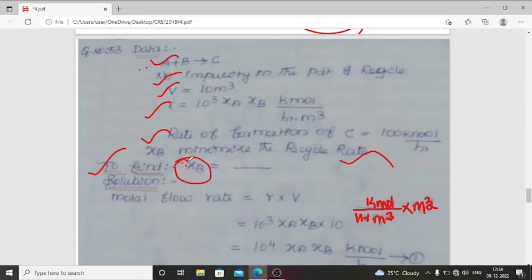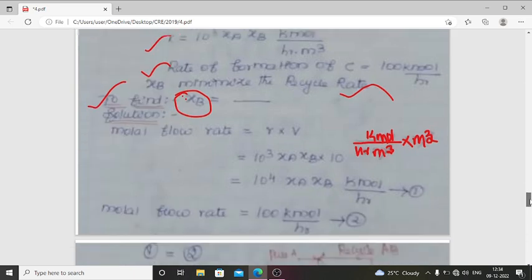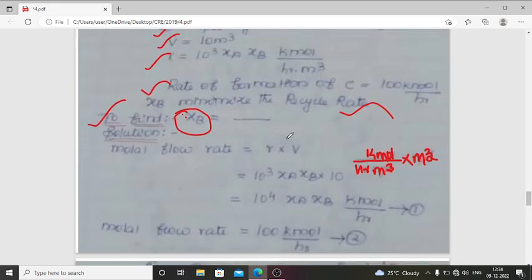This minimizes the recycle rate. Molar flow rate is equal to rate of reaction into volume. Here we want kilomole per hour, but the rate of reaction is in kilomole per hour meter cube, so multiply with volume in meter cube. Meter cubes are cancelled, finally we get kilomole per hour. This is the first equation. Rate of reaction 10 to the power of 3 XA XB, volume is 10 meter cube, so 10 to the power of 4 XA XB. This is equation number 1.